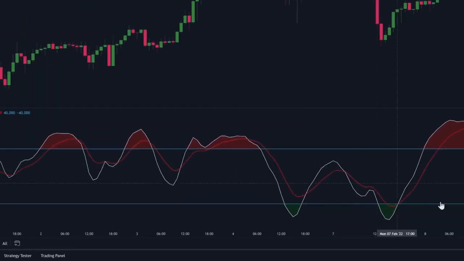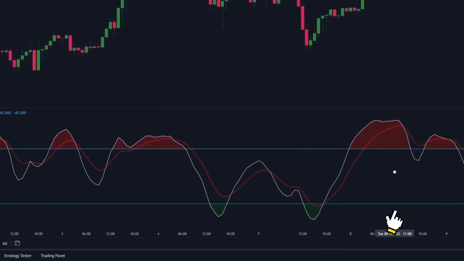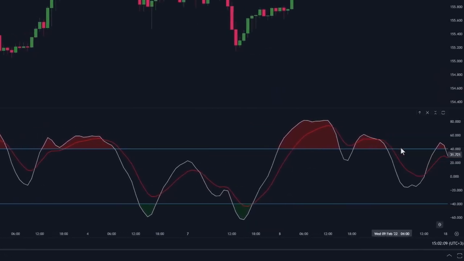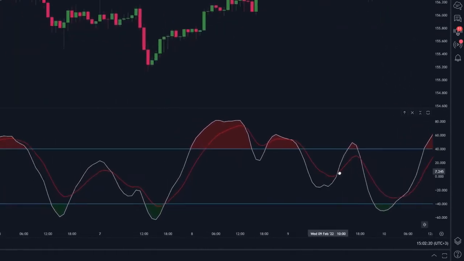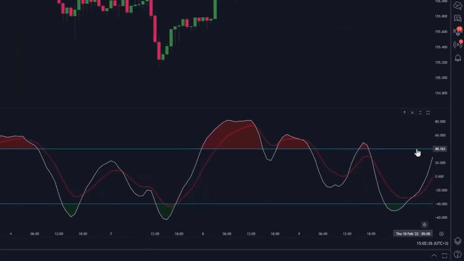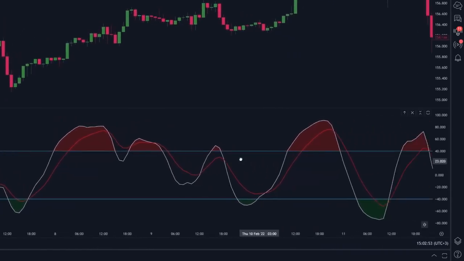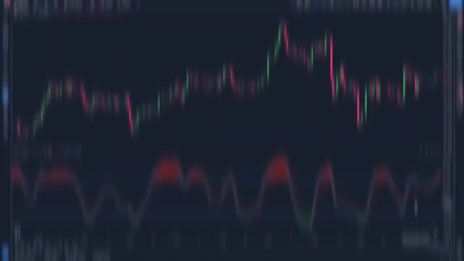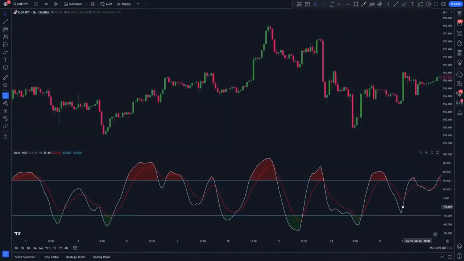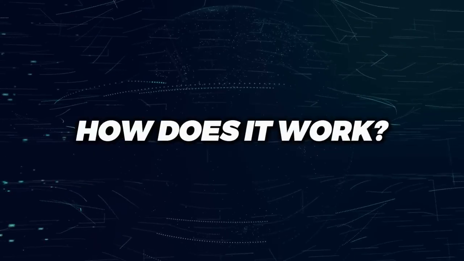Speaking of the blue lines, what exactly are they? Well, these blue lines are basically the upper and lower bands, and they represent the upper and lower limits of the most recent price range. The upper line is located at the 40 level of this indicator scale, while the lower line is located at the -40 level of this indicator scale. And as mentioned earlier, they are used to indicate overbought and oversold levels in the market whenever the stochastic oscillator goes beyond. Now that we know what this indicator is made of, the next question is, how does it work?